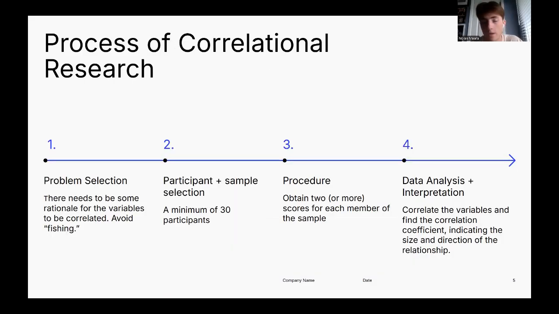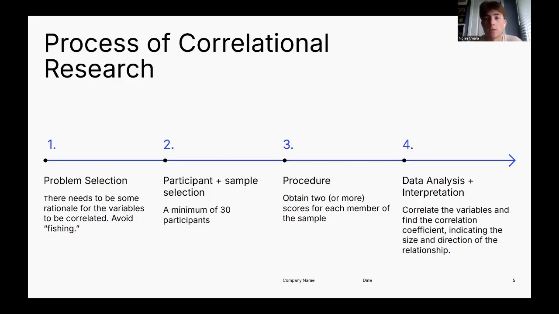So number one, we have our problem selection. There needs to be some rationale for the variables to be correlated. Avoid fishing. That means avoid finding a bunch of different variables and correlating them all together and seeing which one sticks to the wall. That's fishing. So there needs to be some sort of reason. For example, reading. We know maybe probably when I read, I get better at reading. So there's some sort of rationale for that study.